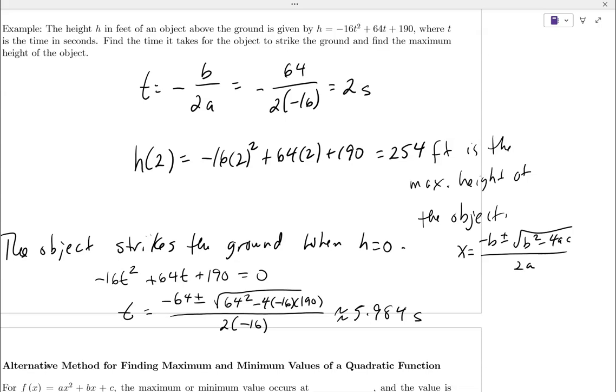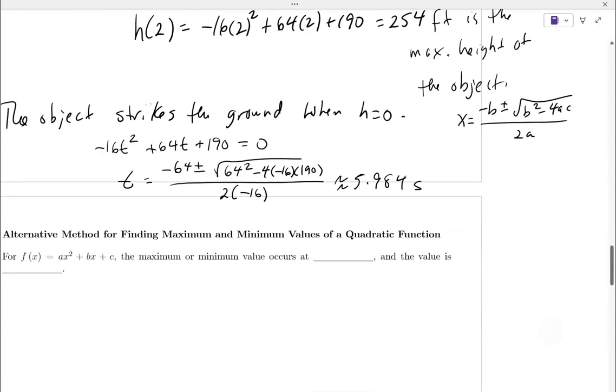Yeah, so we want to do the negative 64 minus that part. If you're unsure, do both of them. One will be positive, one will be negative. The negative one should have been a relatively small negative, like 1.5-ish. I was estimating in my head.